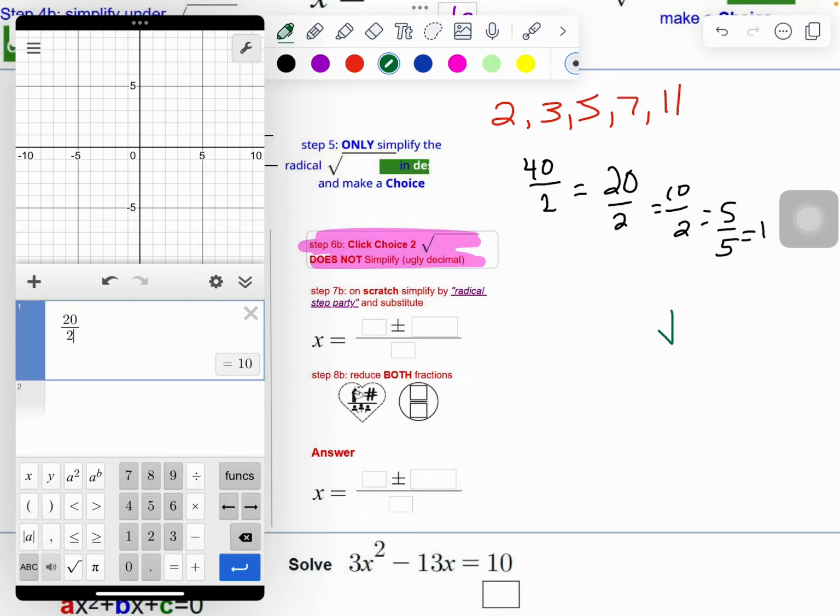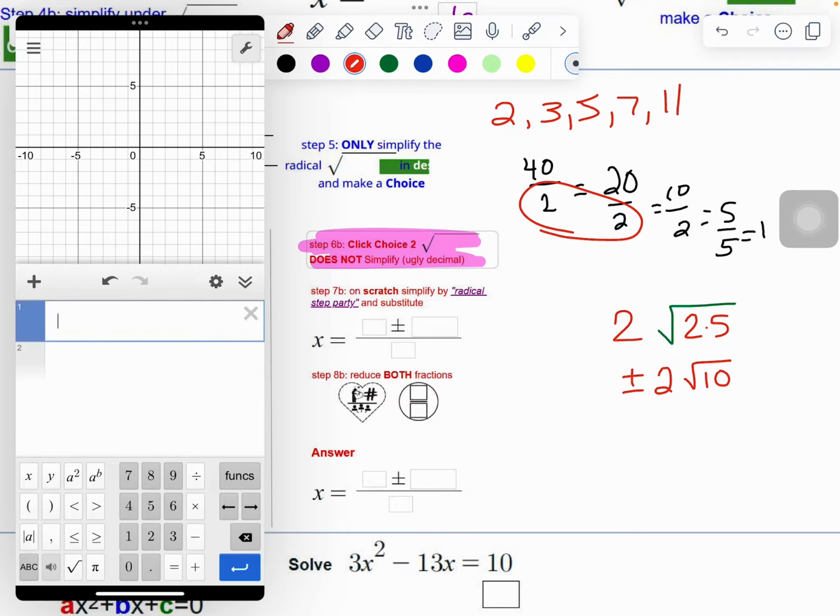So we are trying to partner up some people here. We got partners of 2, and 1 comes out. And this 2 and the 5 stay inside. And so I have plus or minus 2 square root of 10. 2 times 5 is 10.